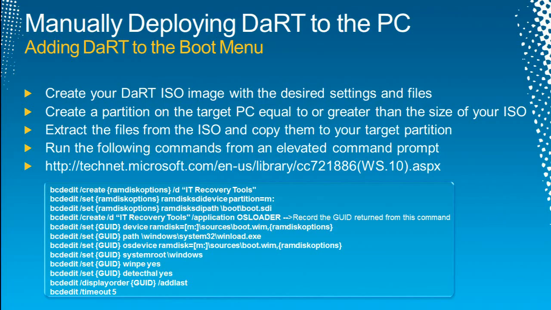What we're going to do here is a simplified version where I just use BCDEdit. I add a new line to the boot options. So every time I boot, I'll have a new option saying, do you want to boot into DaRT 7. All I do is use that little script there. That script's available at TechNet. I think I have a link at the end that points to that.